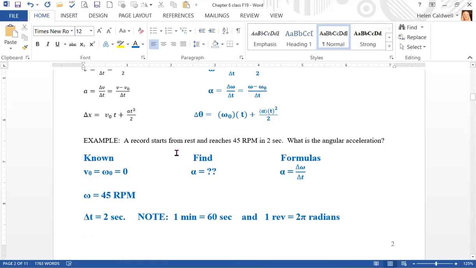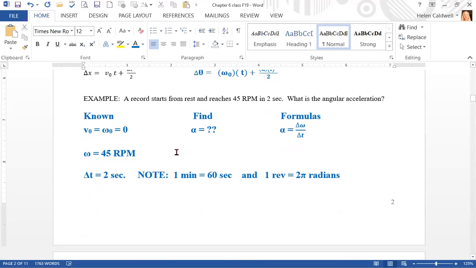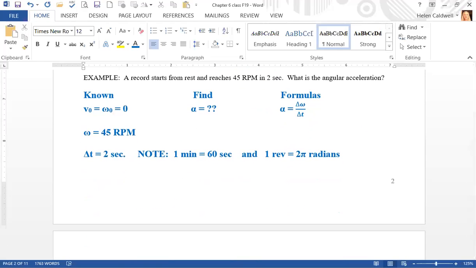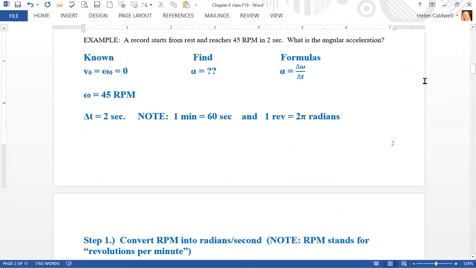So let's do an example. Put some of this to use. Suppose we have a record and it starts from rest and reaches 45 RPM in 2 seconds. What's the angular acceleration?